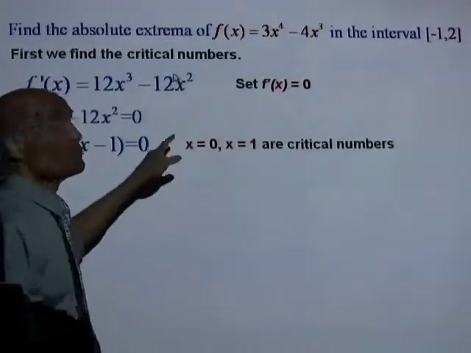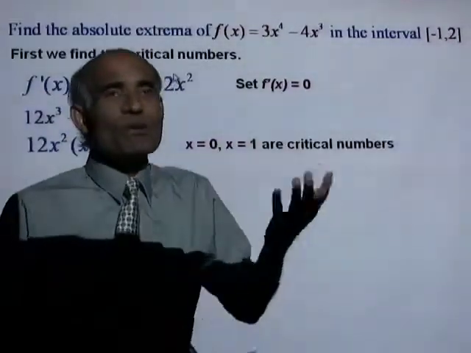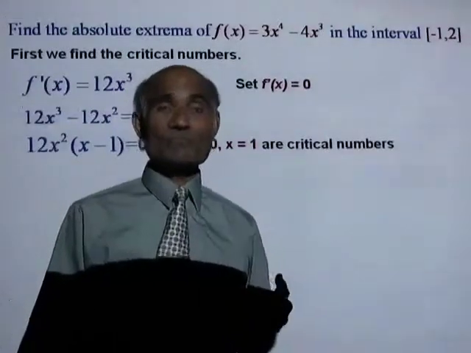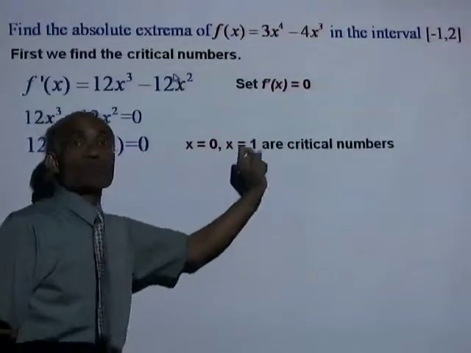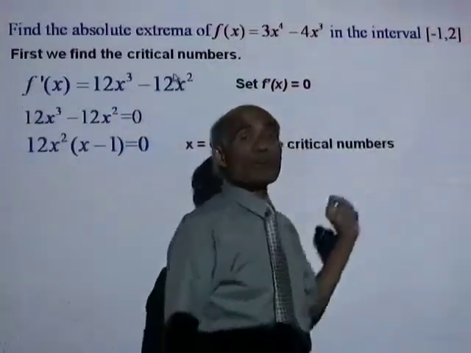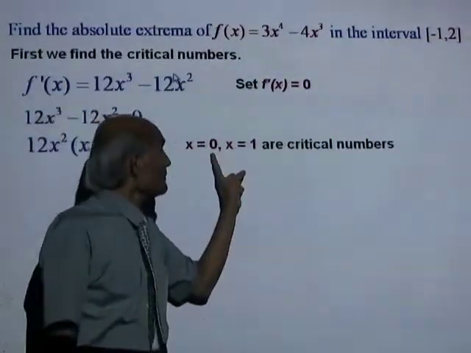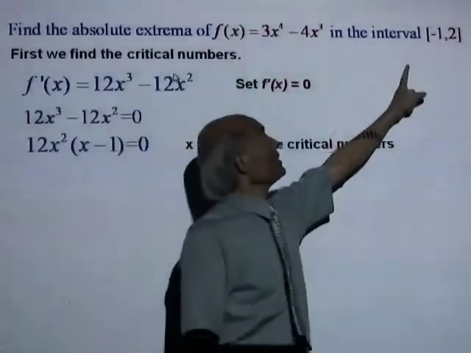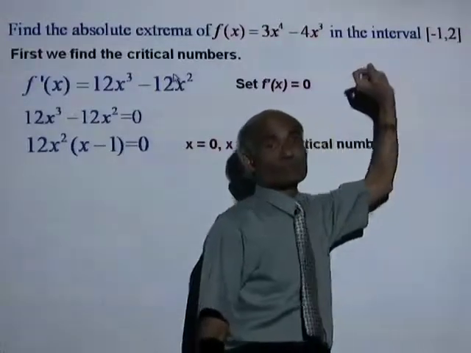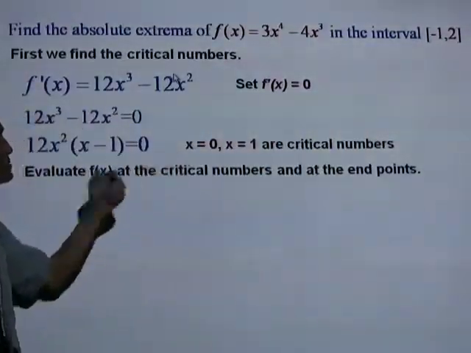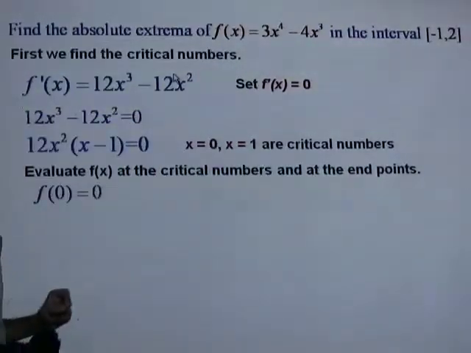Now, there are no values of x that make the derivative undefined here because we don't have a denominator. And therefore, what do we do now? We know the critical numbers. We know the interval. So, evaluate or find the values of the function at the critical numbers and also at the endpoints, at x equal to -1 and x equal to 2. So find the values of the function at the critical numbers and at the endpoints.